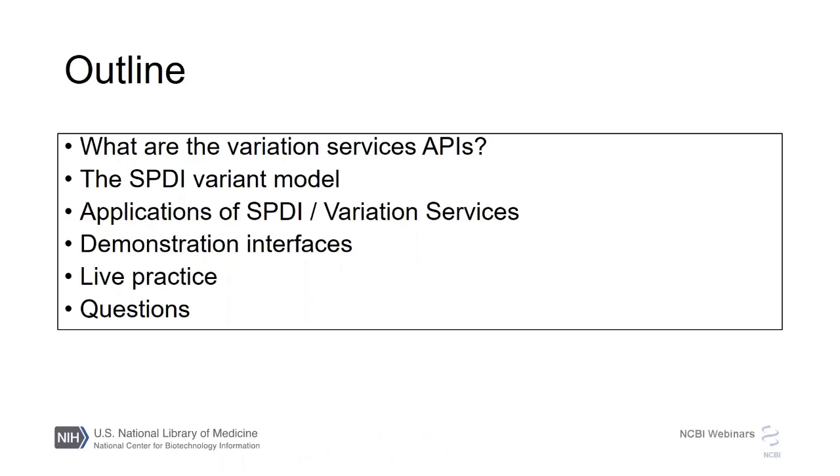So what we're going to talk about today are these bullet points here. What are the variation services APIs? We're going to talk about the variant model that these APIs use. It's called SPDI, or Speedy, and I'll spend a few minutes explaining how that works. And then we're going to talk about some applications of the Speedy variation services.